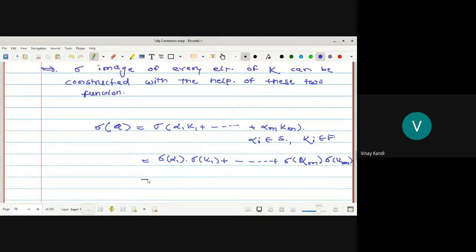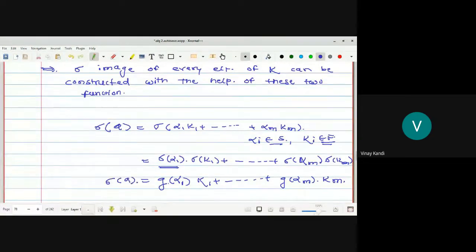Now sigma is equivalent to what? G. So this is G of alpha 1, sigma of K1, where K1 is an element from F. Now sigma, as I said, leaves every element of F fixed. That is, it is the identity function on F. So this is K1, up to G of alpha m, and this one is Km. So this is what sigma of A is.